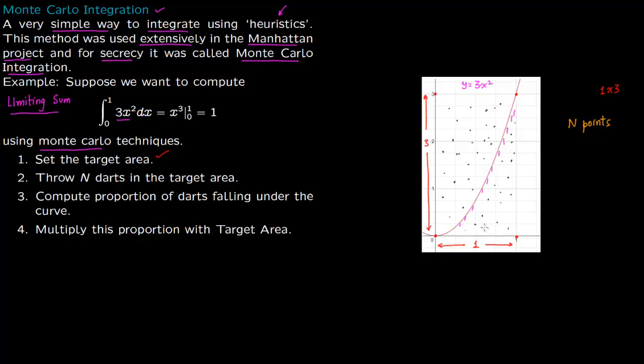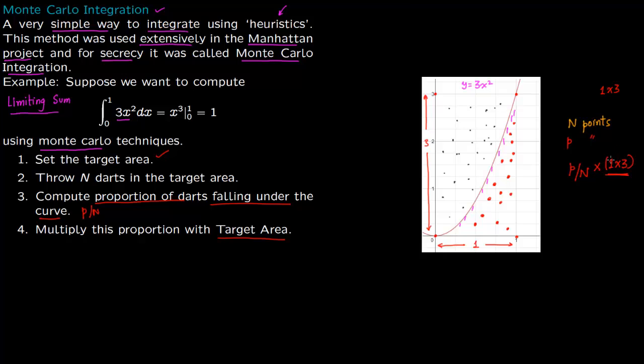Now you calculate the number of points under the curve. You just have to count the number of points under the curve. All these points you have to count. There are p points which are under the curve. Then you compute the proportion of darts falling under the curve. The proportion of darts falling under the curve is p by n. Then you multiply this proportion with the target area. The target area is 1 times 3, that is the area of the rectangle.